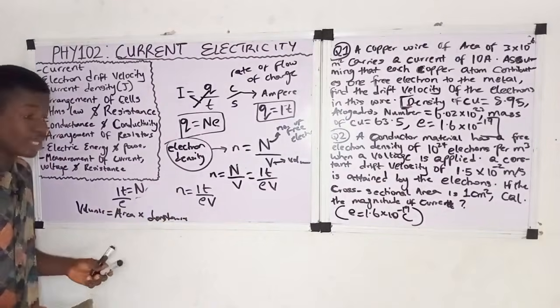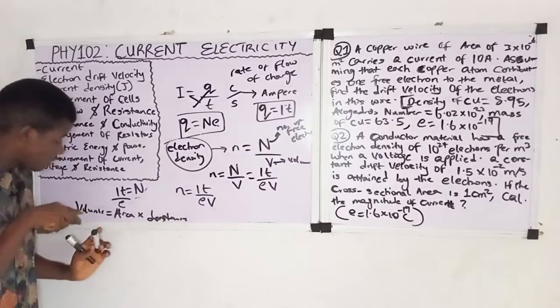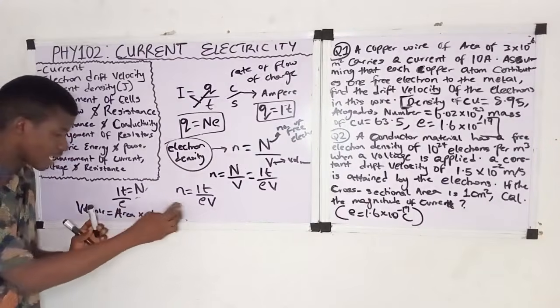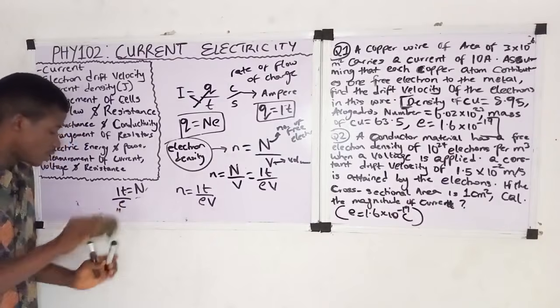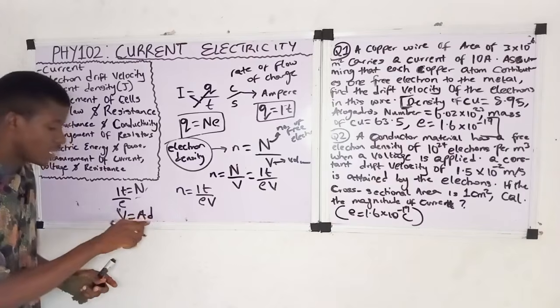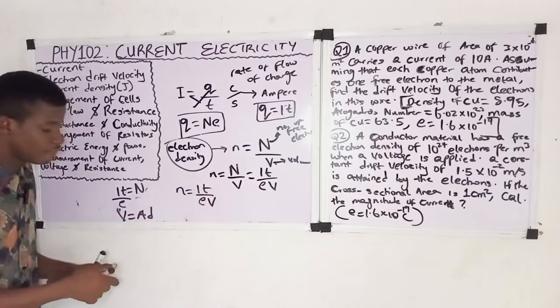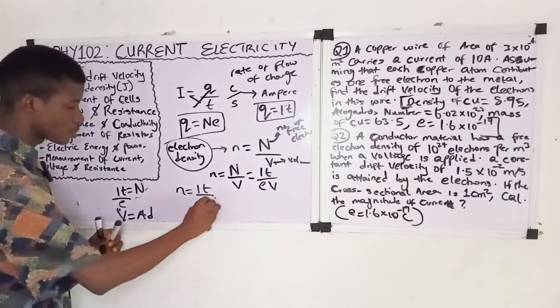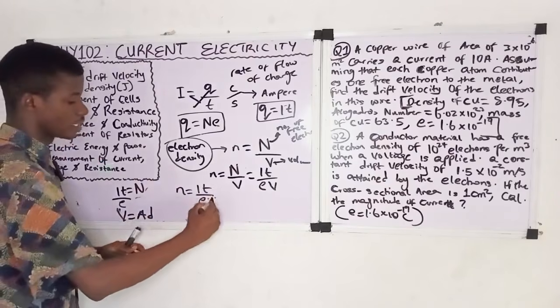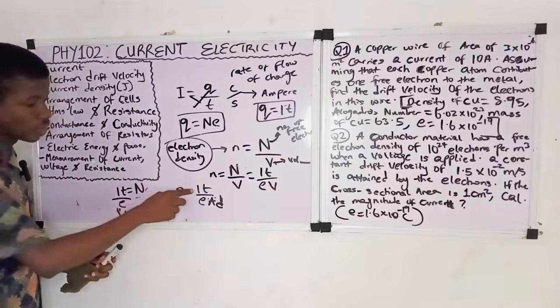You can use length in place of distance, and distance in place of length. So V, which is volume, is equal to area times distance. So whenever we see V here, we'll put AD, area times distance. Now, this is current, this is time.